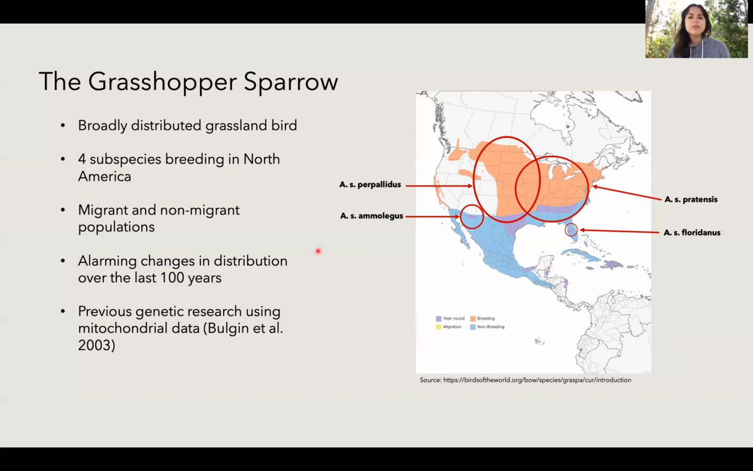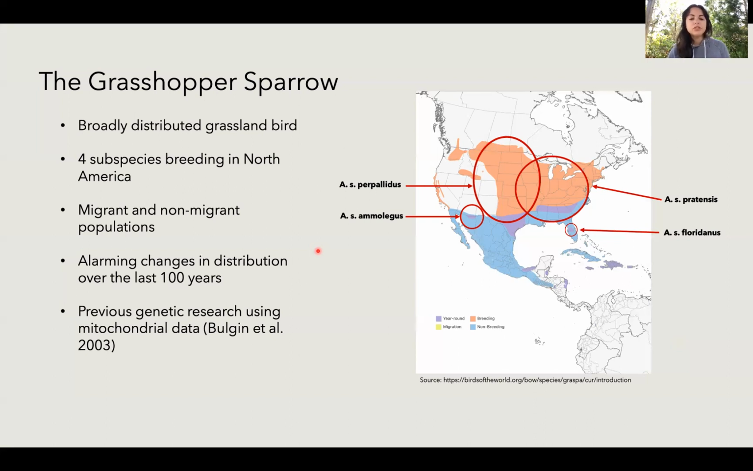So the combination of these different factors, differing geographic distributions, differing migratory strategies, as well as these changes in their population size, bring about questions regarding their diversity, their structure, as well as their demographic history.